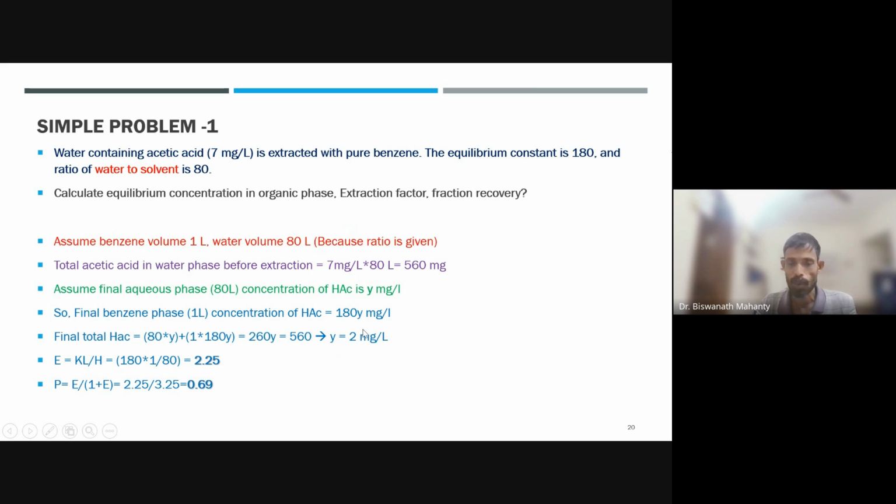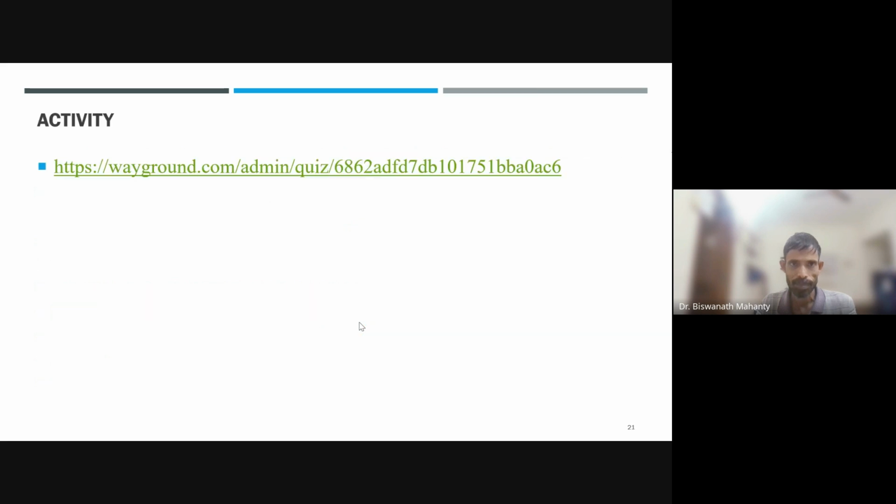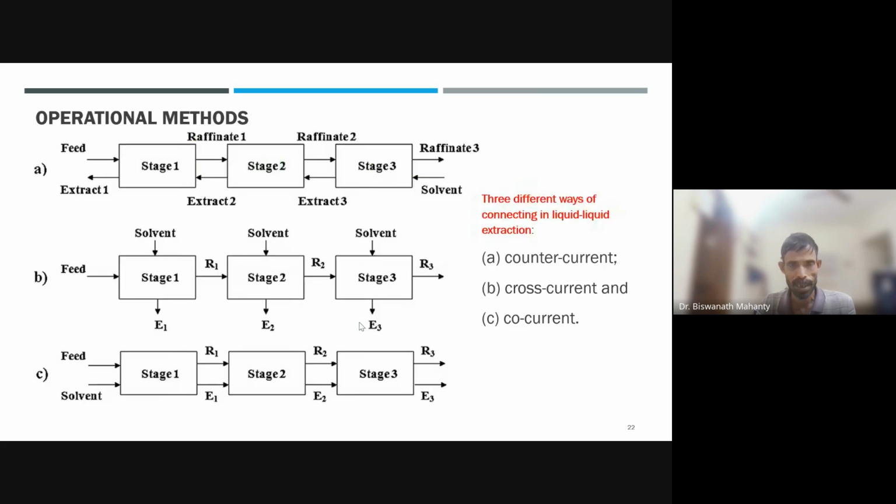Once we find out Y, that is the final concentration in aqueous phase after extraction, we can find out the extraction factor as well as fraction extracted. So extraction factor is coming as 2.25 and fraction extracted is 0.69. These are very simple problems on this aspect. We'll have some quiz there.